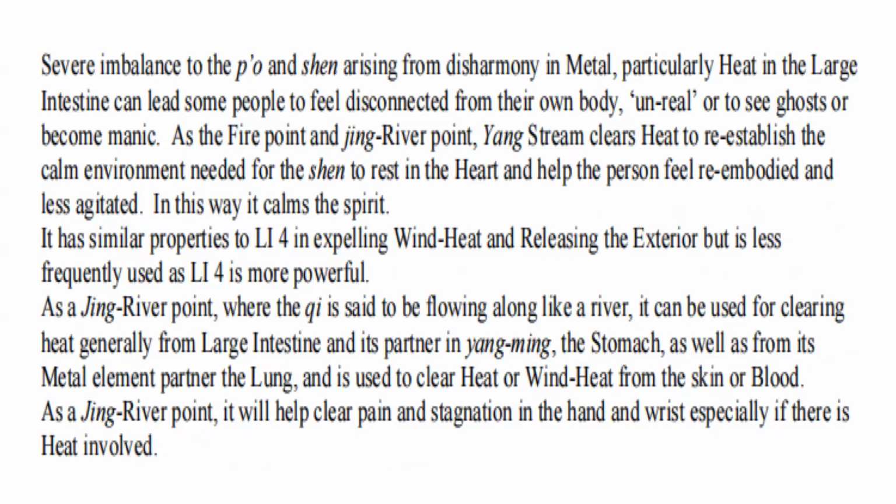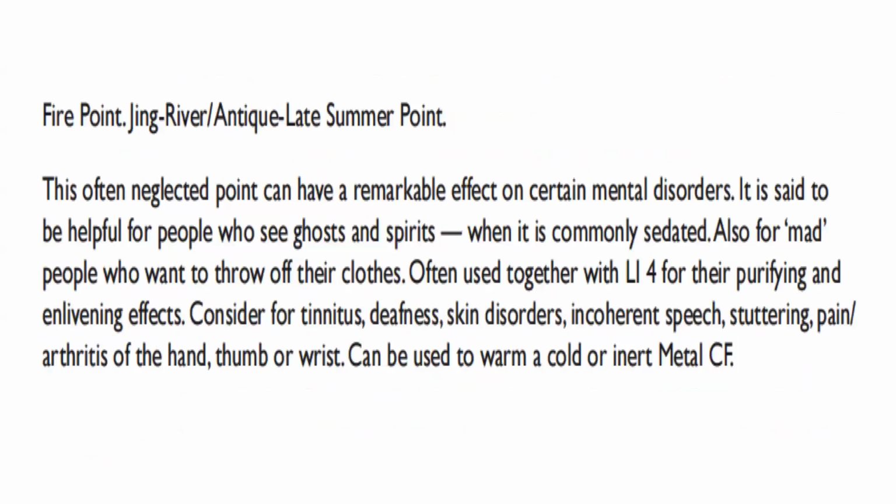It has similar properties to LI4 in expelling wind heat and releasing the exterior, but is less frequently used as LI4 is more powerful. As a Jing River point, where the Qi is said to be flowing along like a river, it can be used for clearing heat, generally from the large intestine and its partner in Yangming, the stomach, as well as from its metal element partner, the lung, and is used to clear heat or wind heat from the skin or blood. As a Jing River point, it will help clear pain and stagnation in the hand and wrist, especially if there is heat involved. So LI5 is a far point, Jing River, antique late summer point.